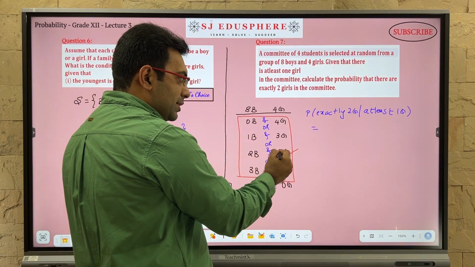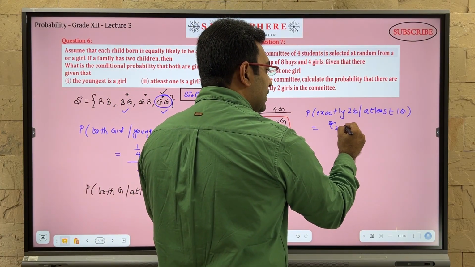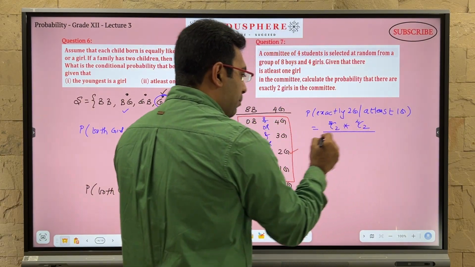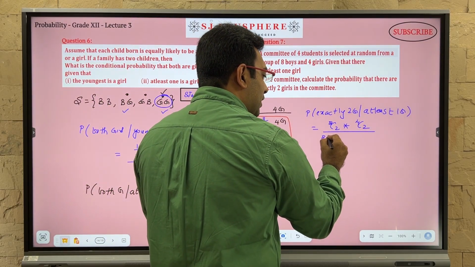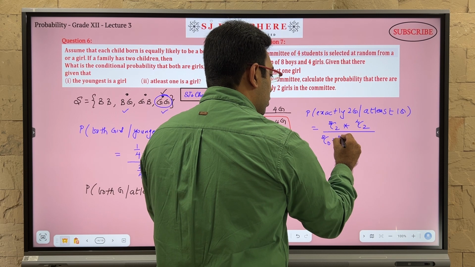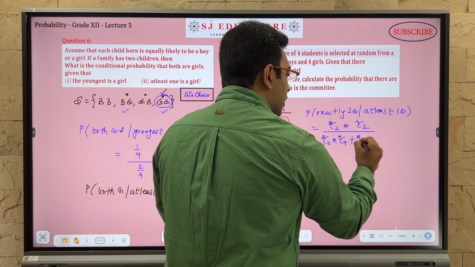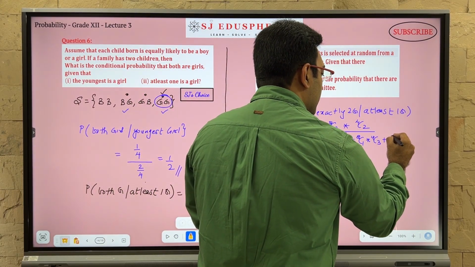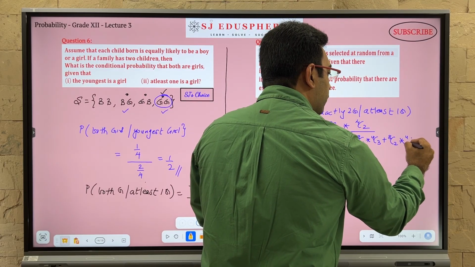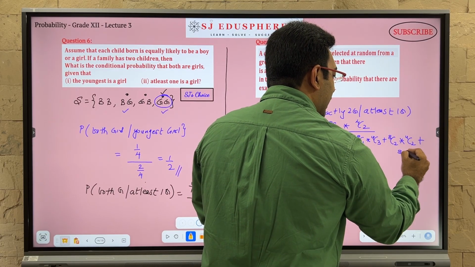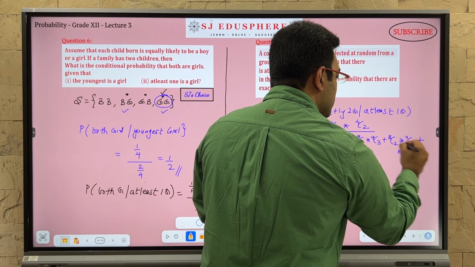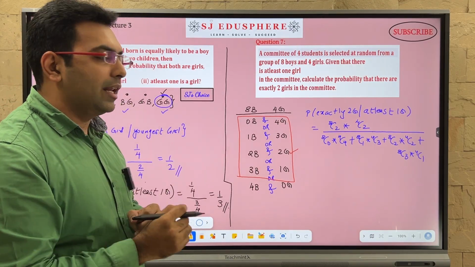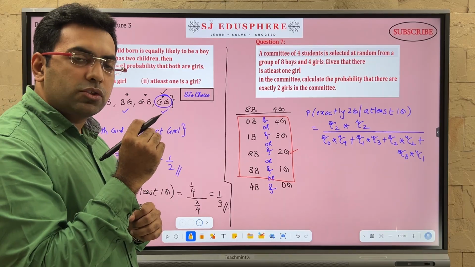So exactly 2 is this case. That means out of 8 select 2 and out of 4 select 2 upon this entire part. That means out of 8 select 0, 4 select 4, 8 select 1, 4 select 3, 8 select 2, 4 select 2 and 8 select 3, 4 select 1. You can put this value in a calculator carefully and get the final answer. A very important sum as to how do you solve it further.